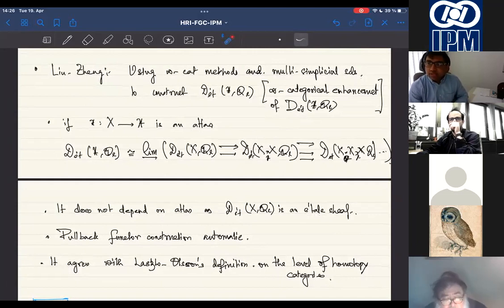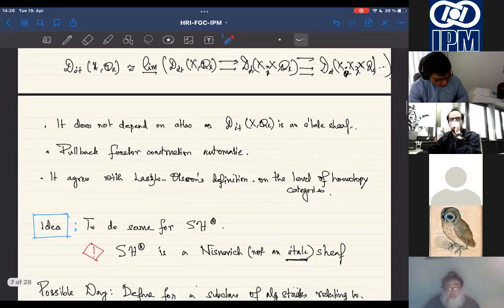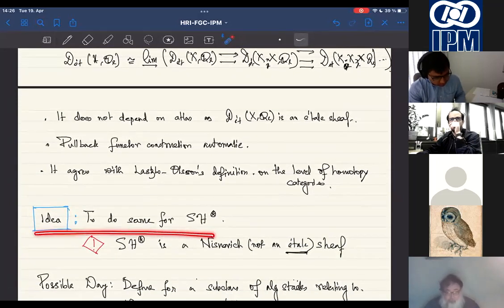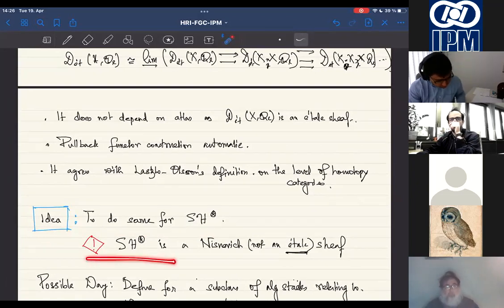Now our aim is to mimic this for motivic homotopy theory. So the idea is to do the same thing for our functor SH, but there is a problem: SH is not an étale sheaf. It's a Nisnevich sheaf. You can see this because we have this Nisnevich theory. So this cannot be an étale sheaf; this is a Nisnevich sheaf. So it's kind of on a bigger set.